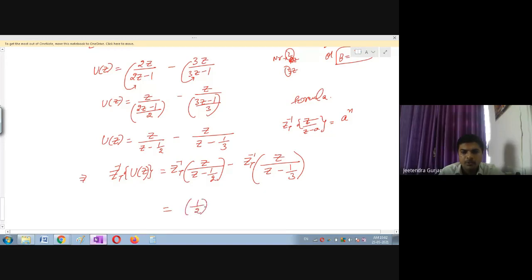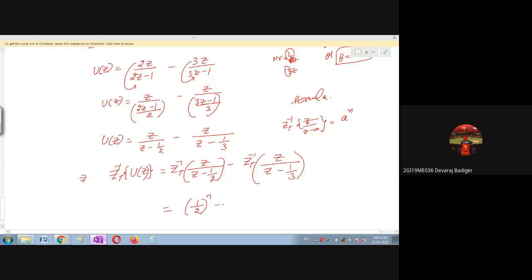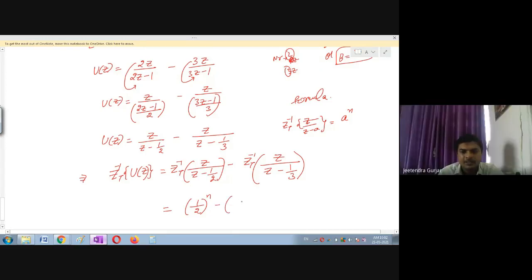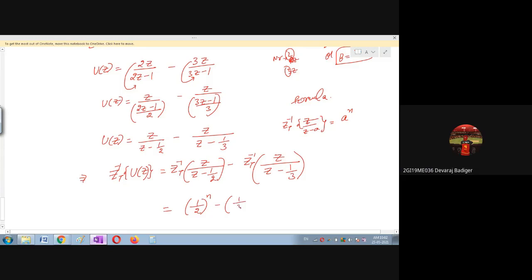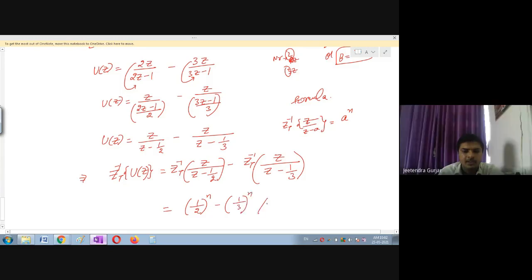1 upon 2 raised to n. Yes, beta, you are right. Next term, please. 1 by 3 raised to n. Excellent. You got the correct answer. It means you are perfect in the inverse Z transform now. So like this, you should solve the problem.